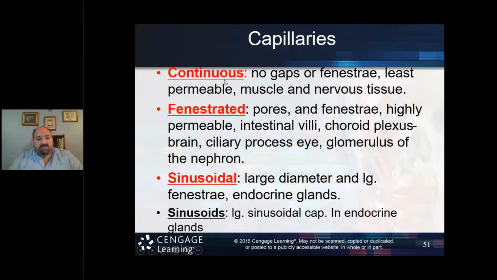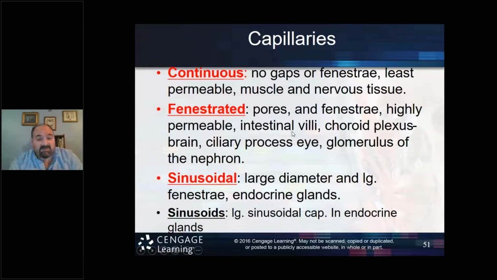Okay, so continuous capillaries have no gaps or fenestrae. These openings, these windows, which allow nutrients to pass through very easily, are not there. So no gaps or fenestrae. They're the least permeable. Muscle and nervous tissue is where we have this type of capillary. Okay, fenestrated. So we have these pores, right? These openings, highly permeable.